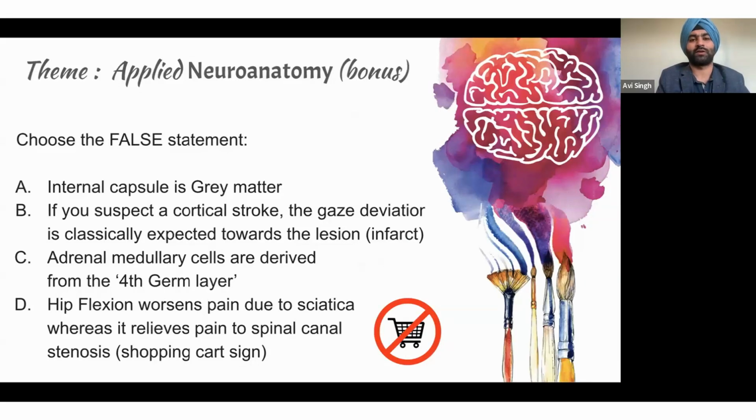And this again is a different category of question where you end up choosing one of the four false statements, but all the four statements have their own learning points at the end of the day. For example, A, internal capsule is gray matter. B, if you suspect a cortical stroke, the gaze deviation is classically expected towards the lesion. C, adrenal medullary cells are derived from the fourth germ cell layer. And D, hip flexion worsens pain due to sciatica, whereas it relieves pain due to spinal canal stenosis, which is shopping cart sign.